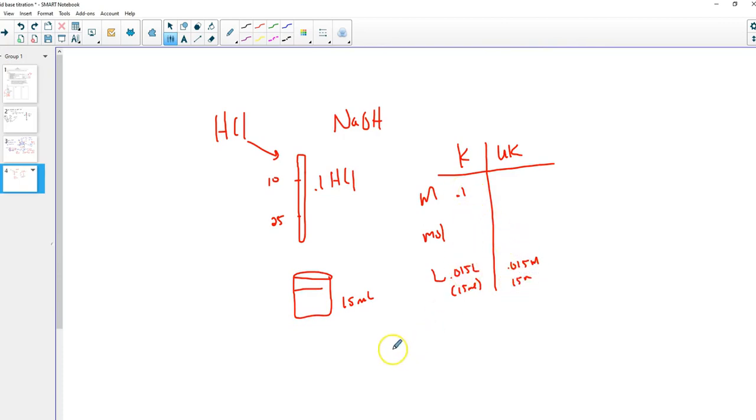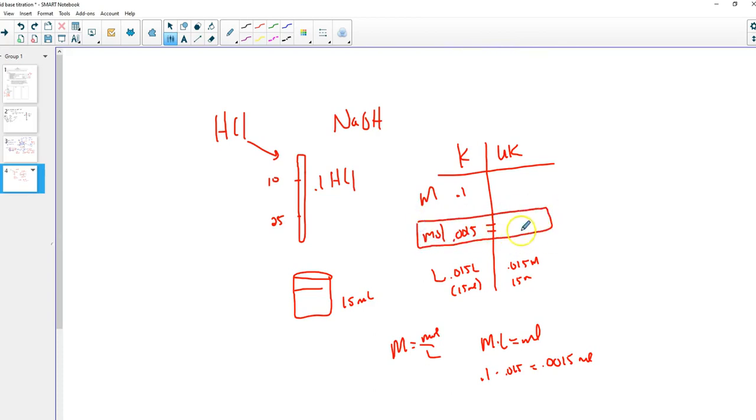Let's solve this out. Molarity equals moles per liter, and I want to find my moles. So molarity times liters equals moles. 0.1 times 0.015 equals 0.0015 moles. And this is equivalent. It's the same by the stoichiometric ratio, which in this case is 1 to 1. 0.0015. Now you notice this: I have the same moles, I have the same volume, so I have the same concentration.